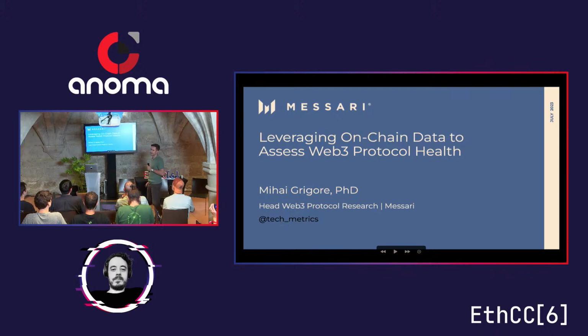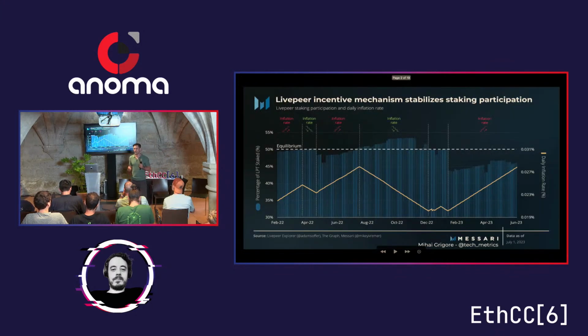I'm Mihai. I lead the Web3 protocol research team at Messari. Together with my team, we put together a lot of data standardization and metrics for over 40 protocols. So we're covering L1s, L2s, and also Web3 mid-layer infrastructure and consumer. And one example of our work is exactly what I have at my back.